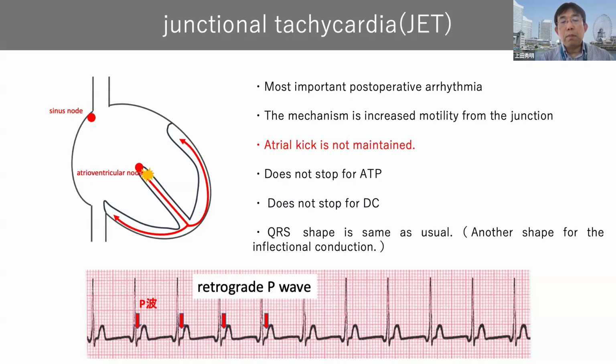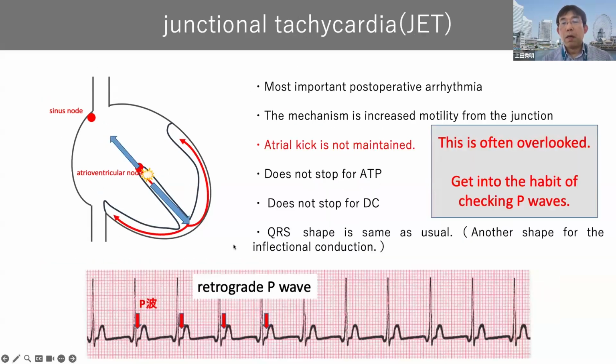But as you look at the ECG monitor, the QRS shape is the same as usual. Here, there's a negative P wave, which means that it is a retrograde P wave. But still, the QRS pattern looks the same as usual. So this is often overlooked. We have to be very careful checking what the P waves are. Whenever I see a retrograde P wave, thinking about the possibility of JET should not be so difficult.